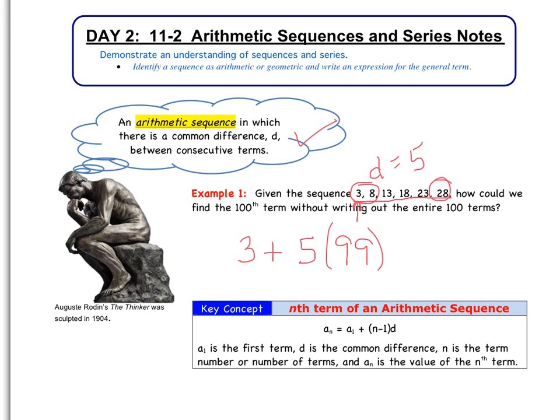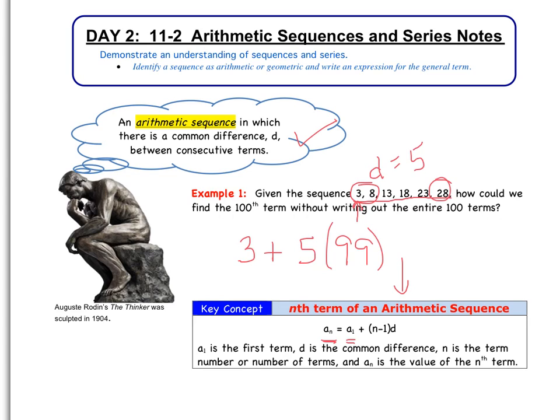So that's the idea, and that leads us into our very first equation down here: the value of any term that we desire, a sub n, is equal to the value of the first term plus the number of terms minus 1, times the common difference d.